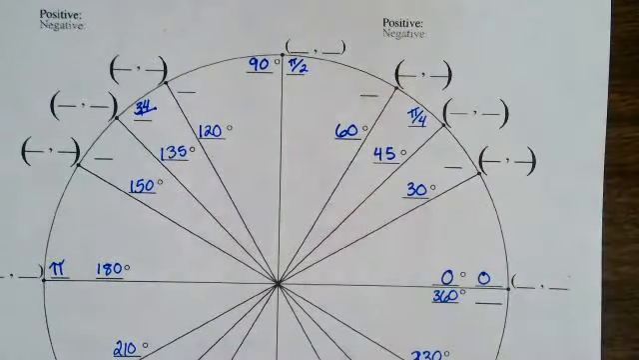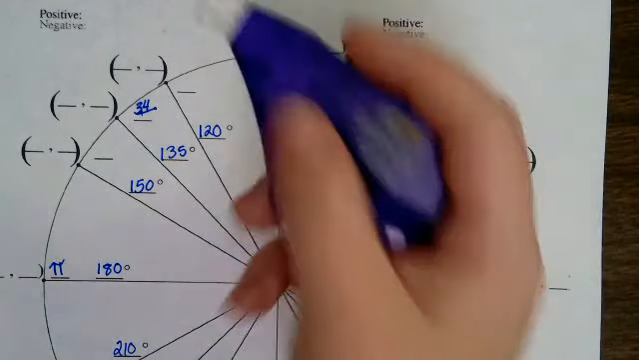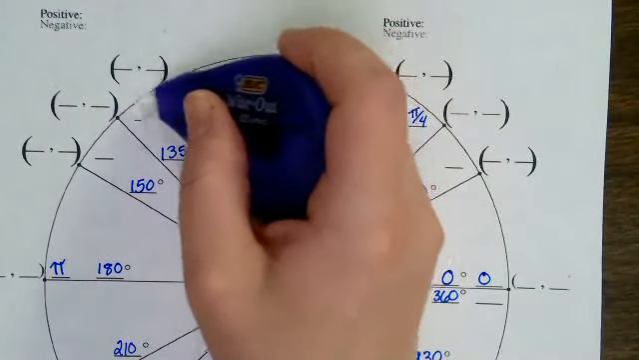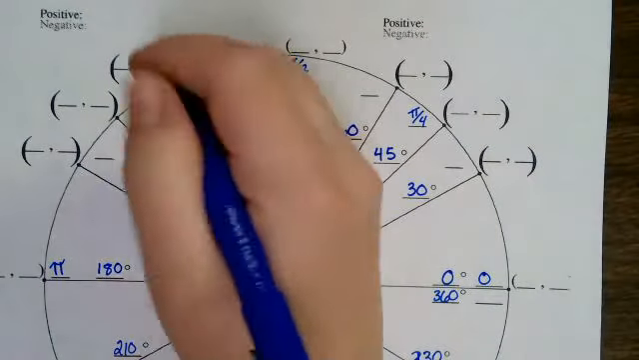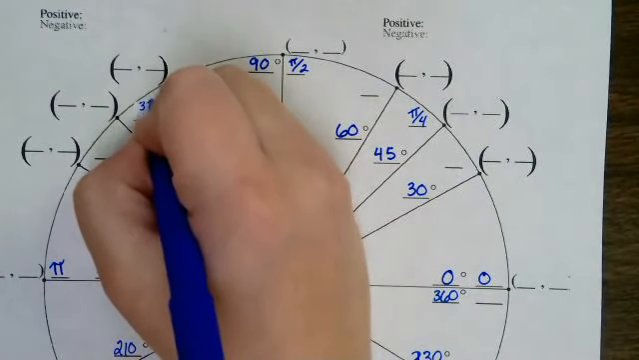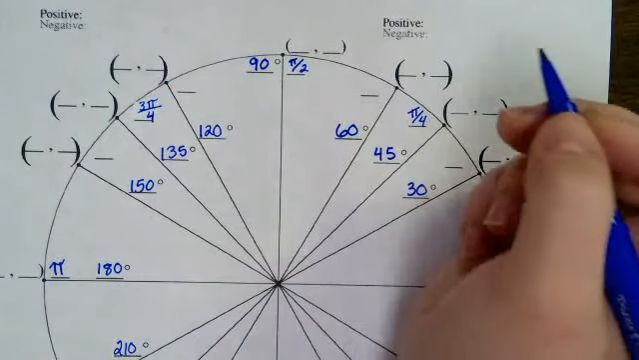Oh gosh, if I could write. Sorry, it's first thing in the morning and my coffee has not kicked in here. All right, so 3/4 of a pi. So 3 pi over 4.